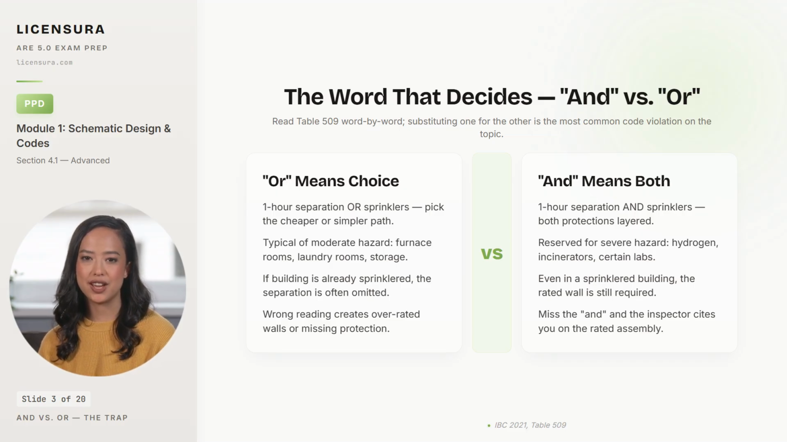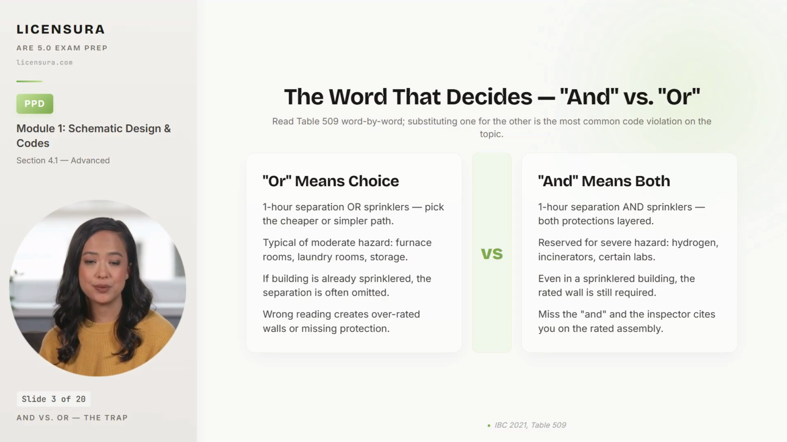Or means choice. One hour separation or sprinklers. Pick the path that fits the design. That's the rule for moderate hazard incidental uses, like furnace rooms above 400,000 BTU, laundry rooms, and most storage rooms. In a building already designed with sprinklers throughout, architects routinely omit the separation under the OR rule and use the sprinkler-only path, which is correct and economical.